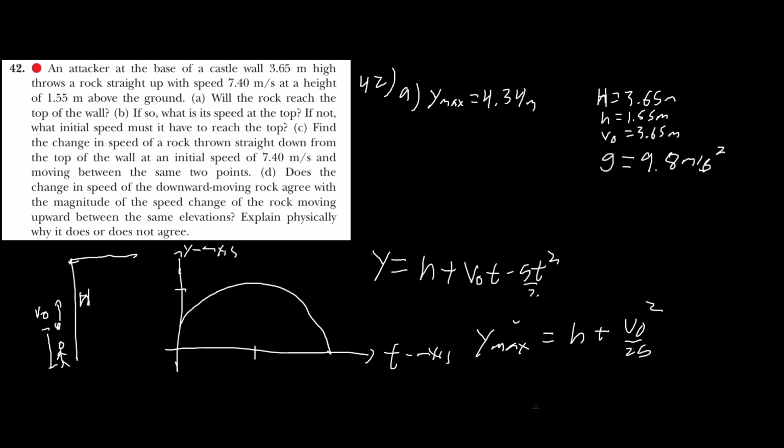So 1.55 plus v squared over 2 times g. Let me double check that. I got 45. What did I store? 29. Oh yeah, that's because I didn't store this.